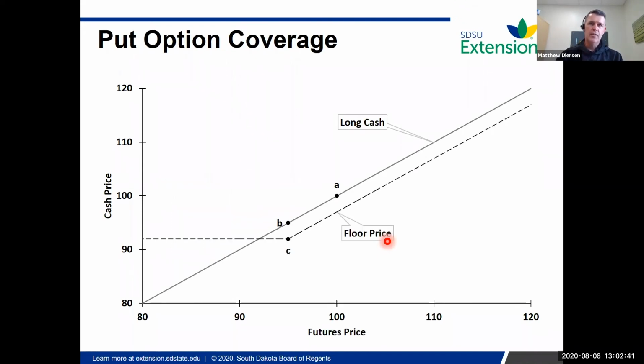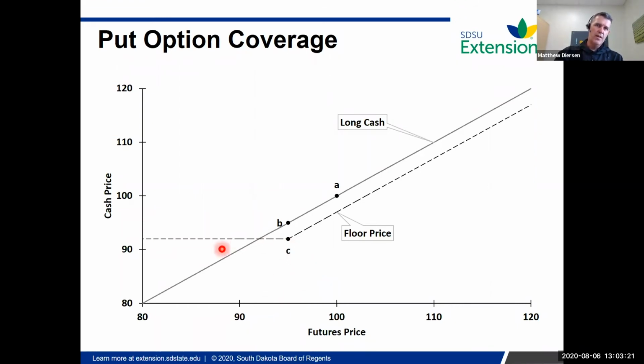Now, the put option works like this. The put option has a strike price. In this case, the strike price is $95. It's point B here on the line, or it's the vertical distance between point A and point B is the strike price in this case. Then you have a premium, what you pay for the option. In this case, it's $3 a hundredweight. So off of this $95 strike price, you take off $3 and you get down here to $92 a hundredweight. That establishes the floor.